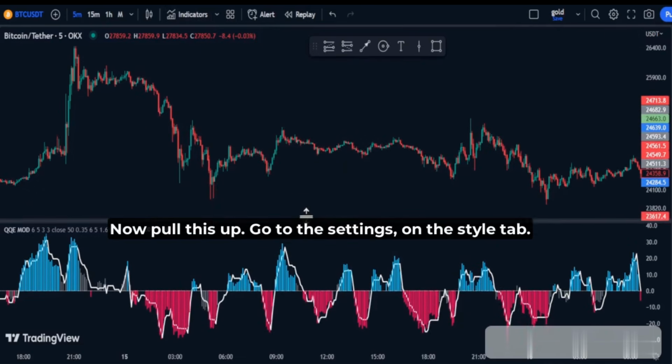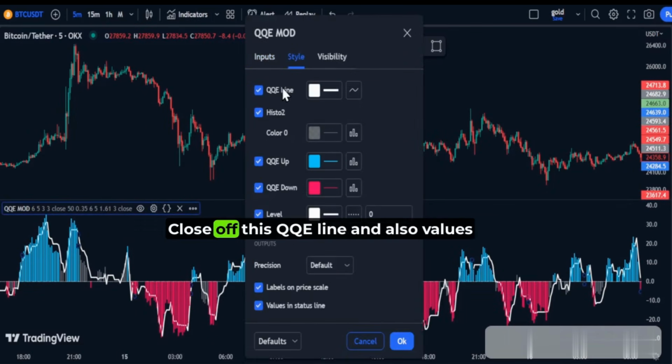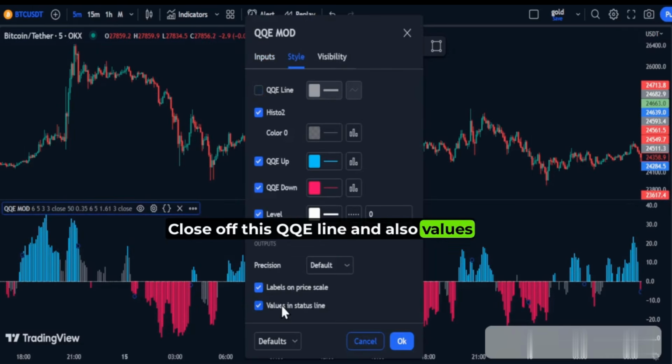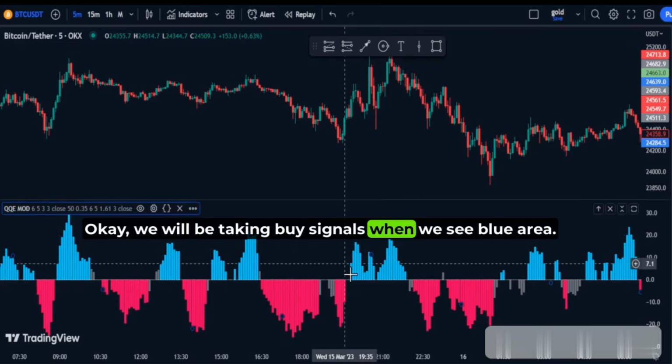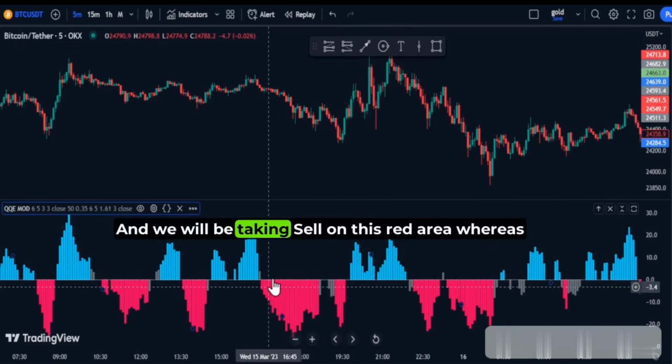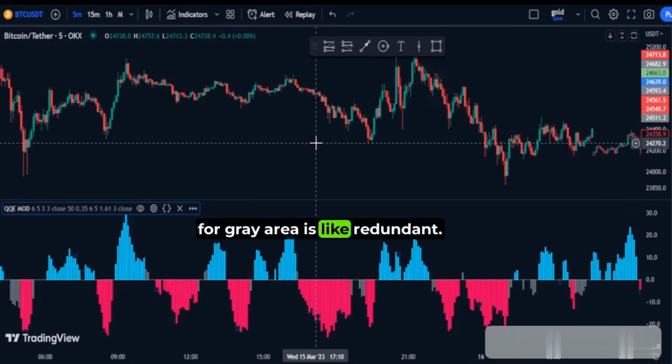Now, pull this up, go to the settings, on the style tab, close off this QQE line and also values in status line, and click OK. Okay, we will be taking buy signals when we see blue area, and we will be taking sell on this red area. Whereas for the gray area, it's redundant.